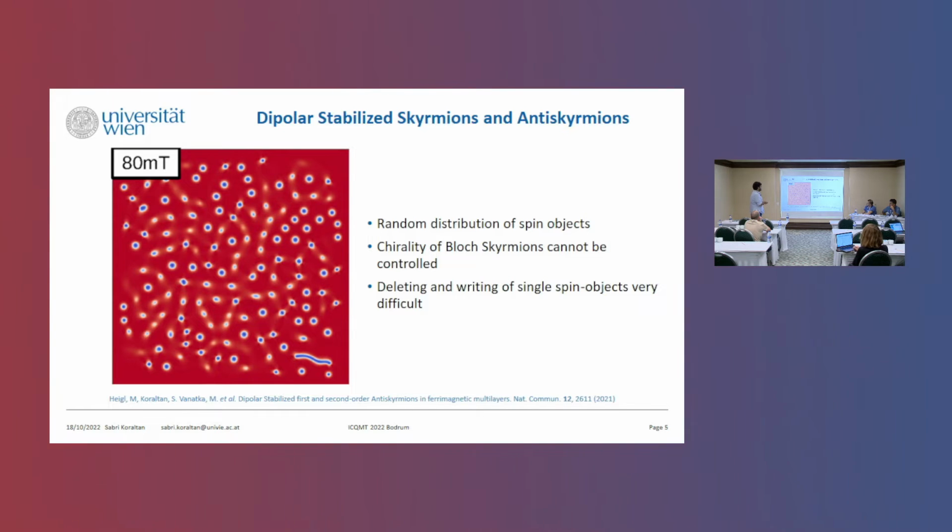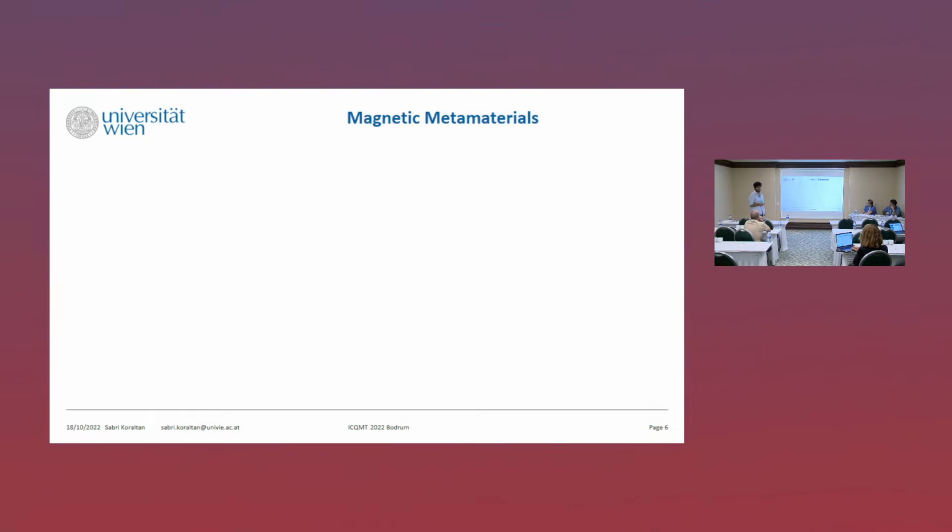And you cannot choose one of the skyrmions and delete them, right? So you cannot just access a system and just delete them. And that's what we are trying to solve. We want to have a system where we can control this. And for this, we are using magnetic metamaterials.